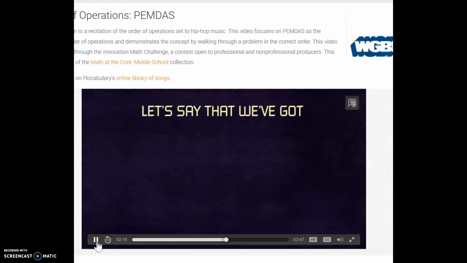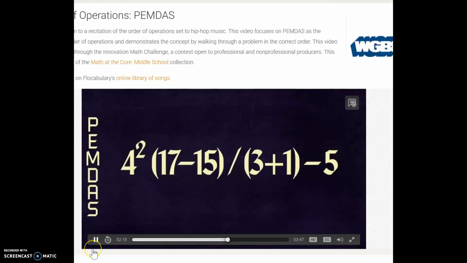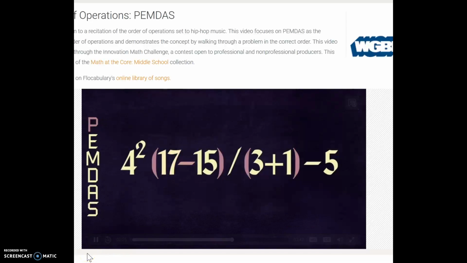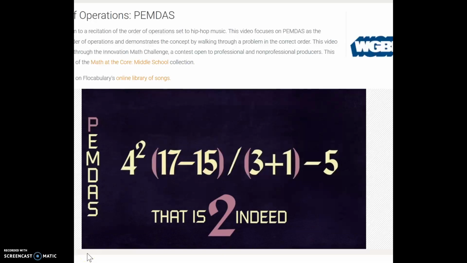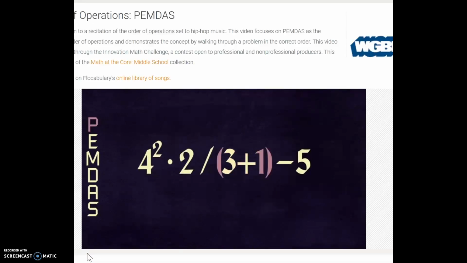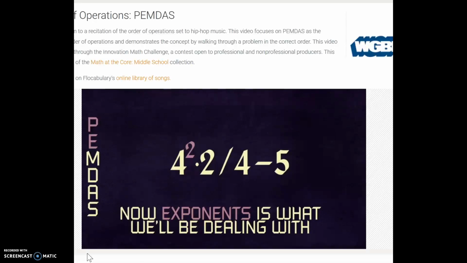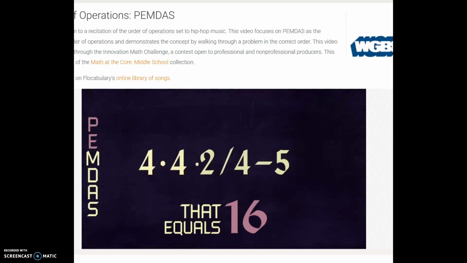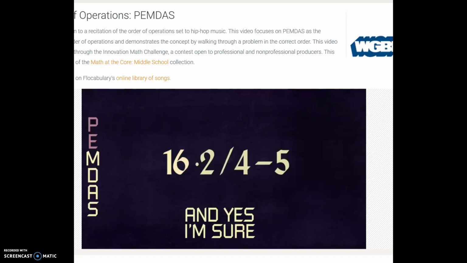So you're going to use the rules of order of operations to solve this problem. Say that we've got this. Let's use PEMDAS, see what we accomplish. First we do what we see in the parentheses. 17 minus 15, that is 2 indeed. 3 plus 1, that is 4. Yes, I'm brilliant. Now, exponents is what we'll be dealing with. 4 to the second means 4 times 4. That equals 16. And yes, I am sure.